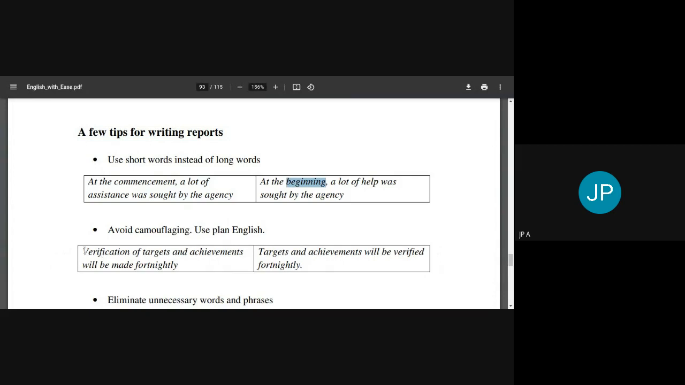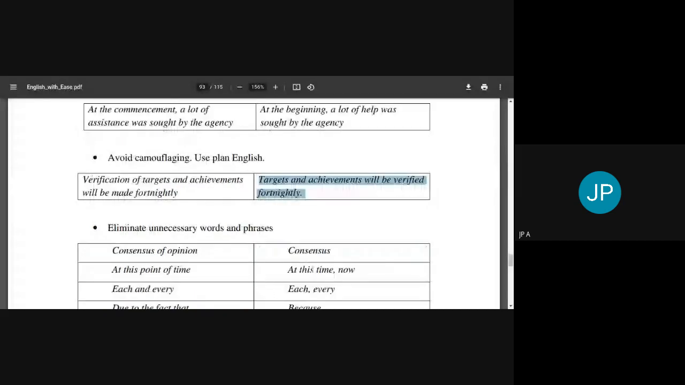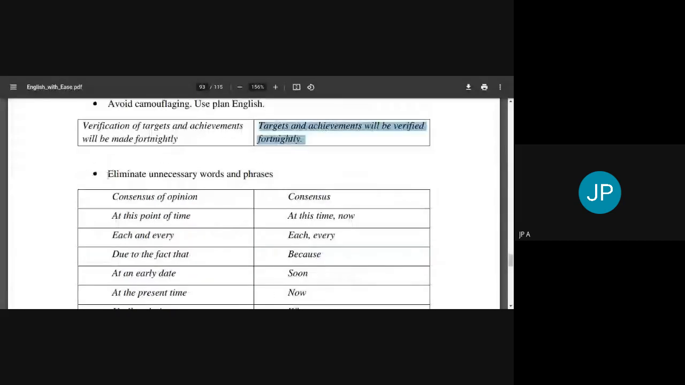For example, verification of targets and achievements will be made fortnightly is a very complex sentence. You can make it simple. Targets and achievements will be verified fortnightly. Eliminate unnecessary words and phrases. Eliminate means remove unnecessary words and phrases.